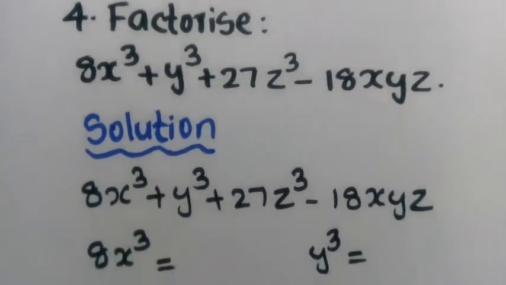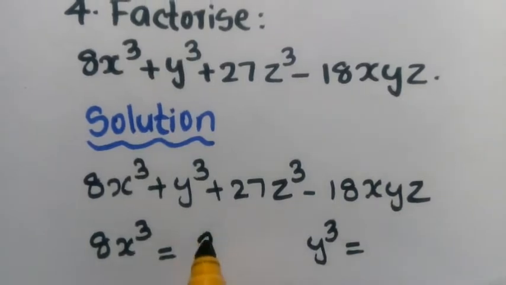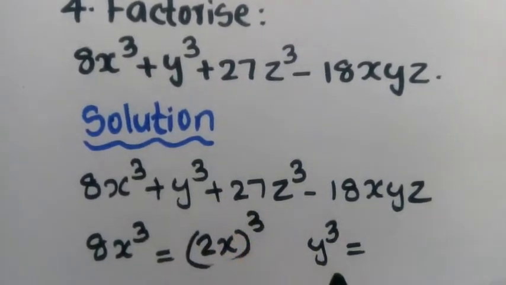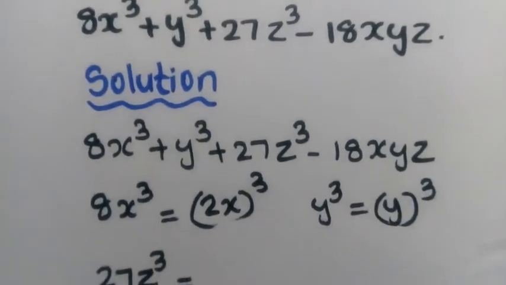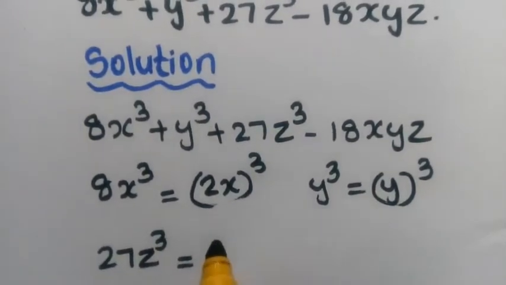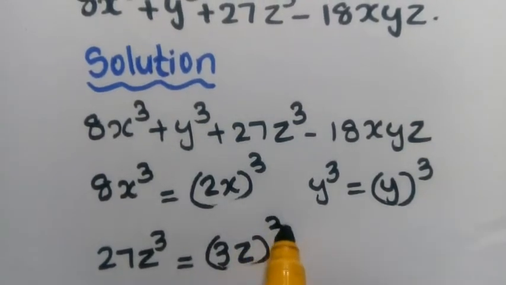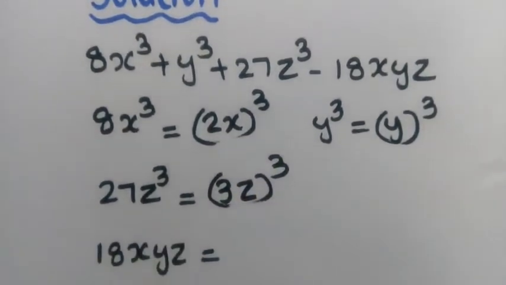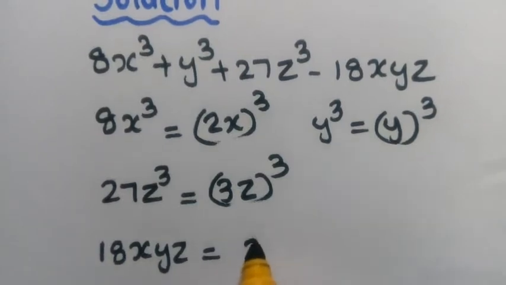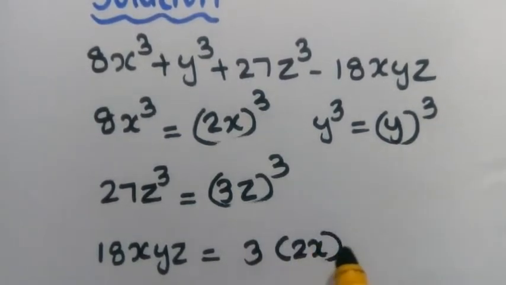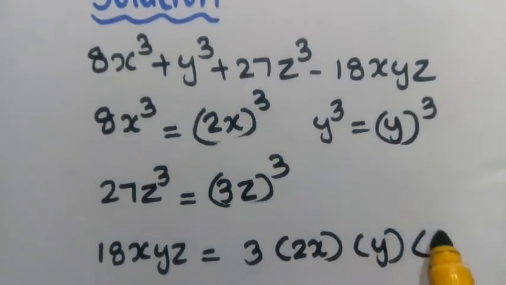Here you can see that 8x cube is equal to 2x whole cube. And y cube is equal to y whole cube. And 27z cube is equal to 3z whole cube. And 18xyz is equal to, we need the form 3abc. So 18xyz is equal to 3 into 2x into y into 3z. If you multiply this, you get 18xyz itself.